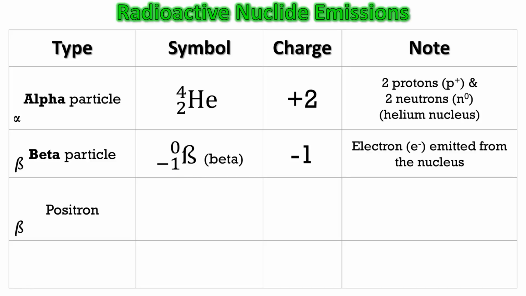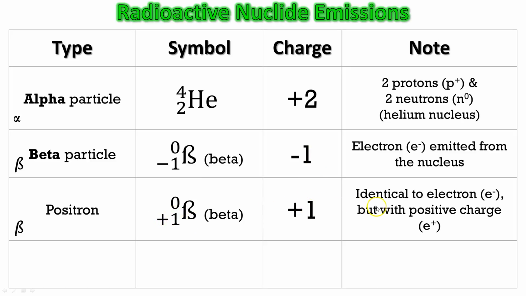We've also got a positron, which is very similar to a beta particle. You'll notice that they use the same symbol here. When I write out the symbol, it's slightly different because it's a +1 charge. And of course, this is identical to an electron, it just happens to have a positive charge. Same mass, opposite charge. We sometimes write them the same way, beta emission, but this one specifically is a positron.